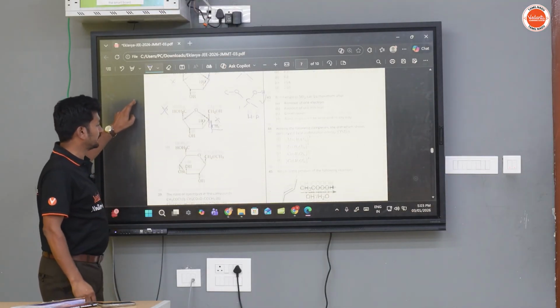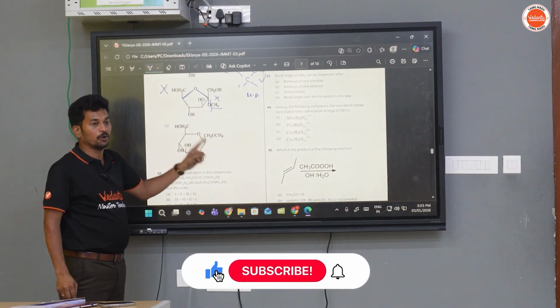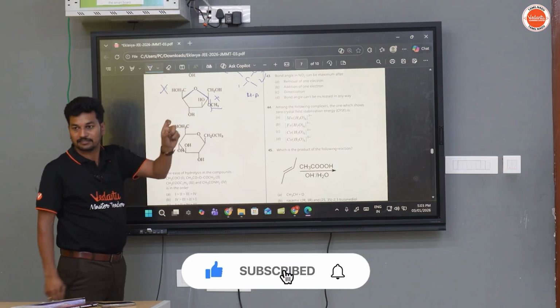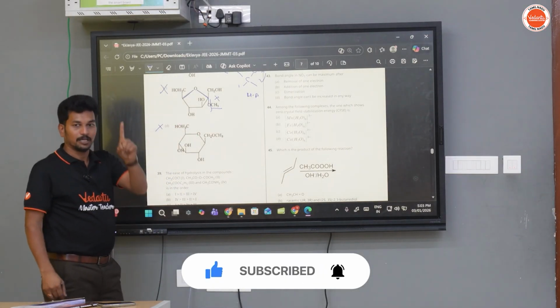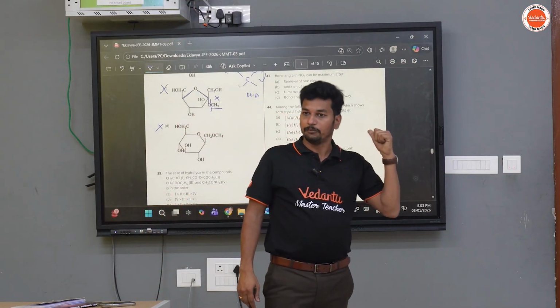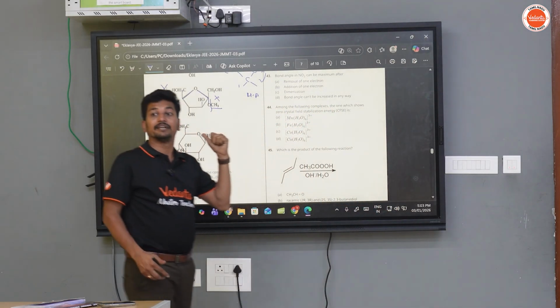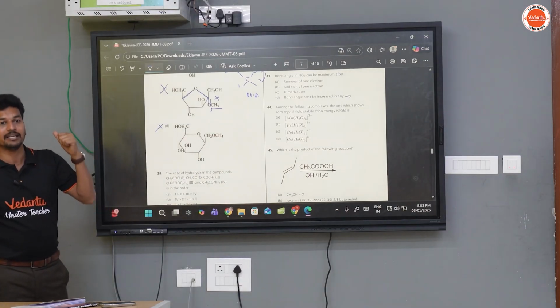Coming to option D, same as option B, we don't have an anomeric carbon here. No carbon is directly attached to two oxygens. That's why you can remove this one. So what is the answer for this question? Option A. Although it was a repeated question, it is an important model, very important. Please try to learn how to identify hemiacetal and acetal forms.